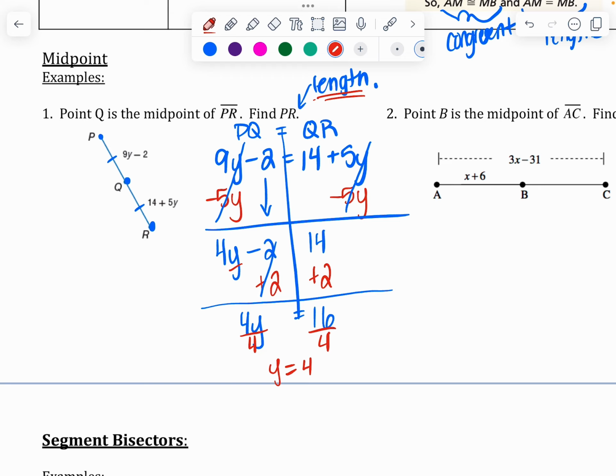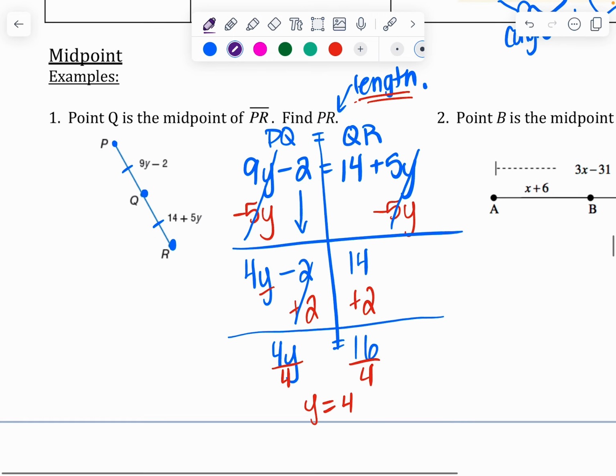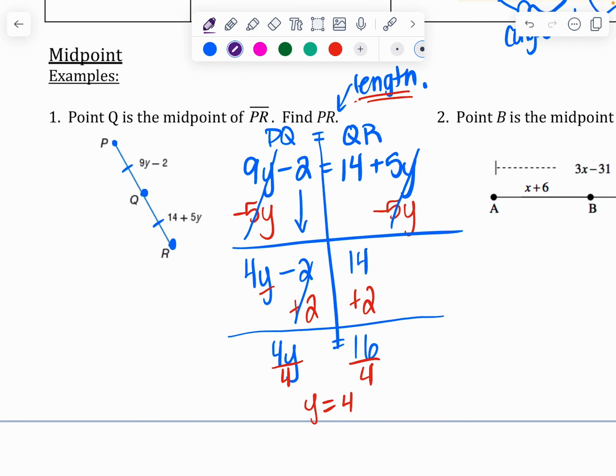So now you're going to have to substitute back in the 4 in order to solve for each of the lengths and then find the total length by using the segment addition postulate that we learned last time. So remember we want to find, oops, I drew my P backwards. PQ plus QR will equal the length of PR.